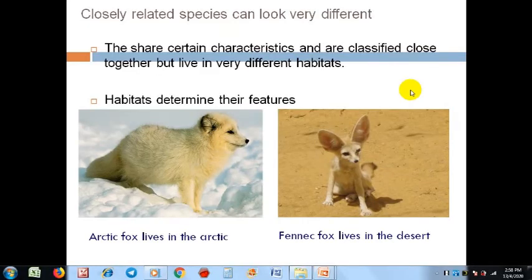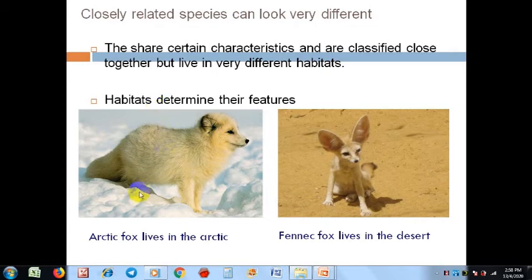Closely related species can look very different. They share certain characteristics and are classified close together but live in very different habitats. So the habitats will determine their features. For example, the Arctic fox and the Fennec fox. They are closely related. However, their physical appearance differs according to where they live.